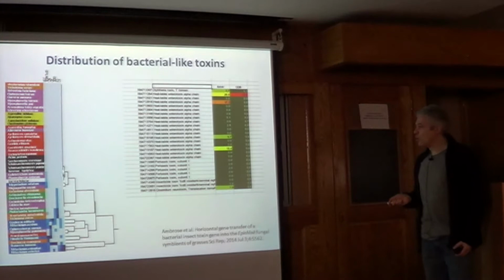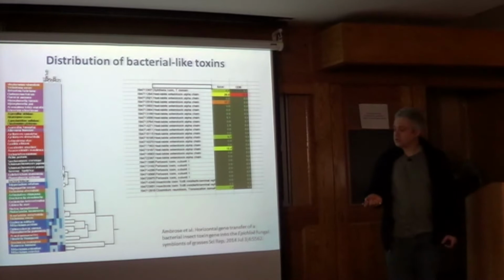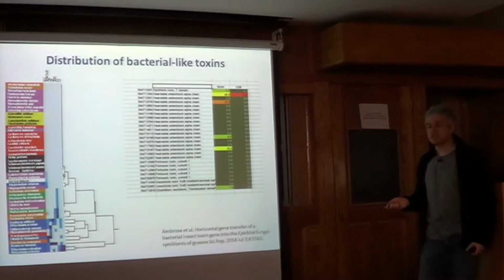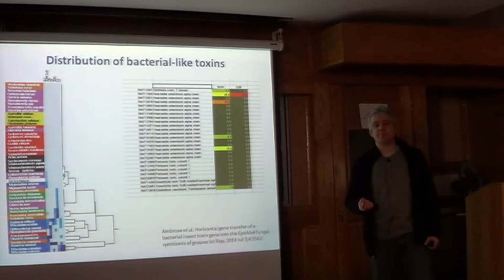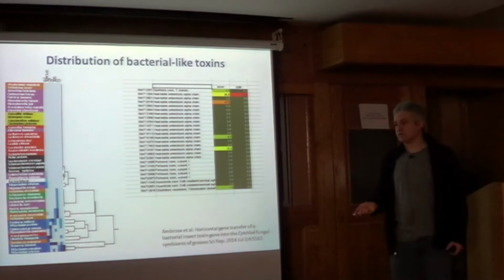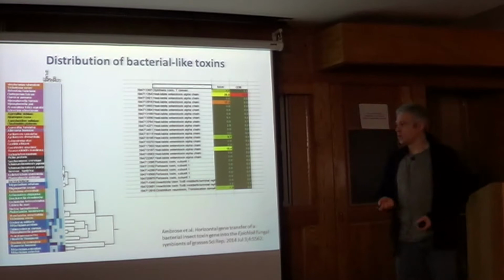One particular bacterial toxin has been recently characterized in an entomopathogen. This is very similar to insect toxins, and when it was expressed or overexpressed in bacteria and injected into insects, it was demonstrated to be toxic and to have insecticidal capability.